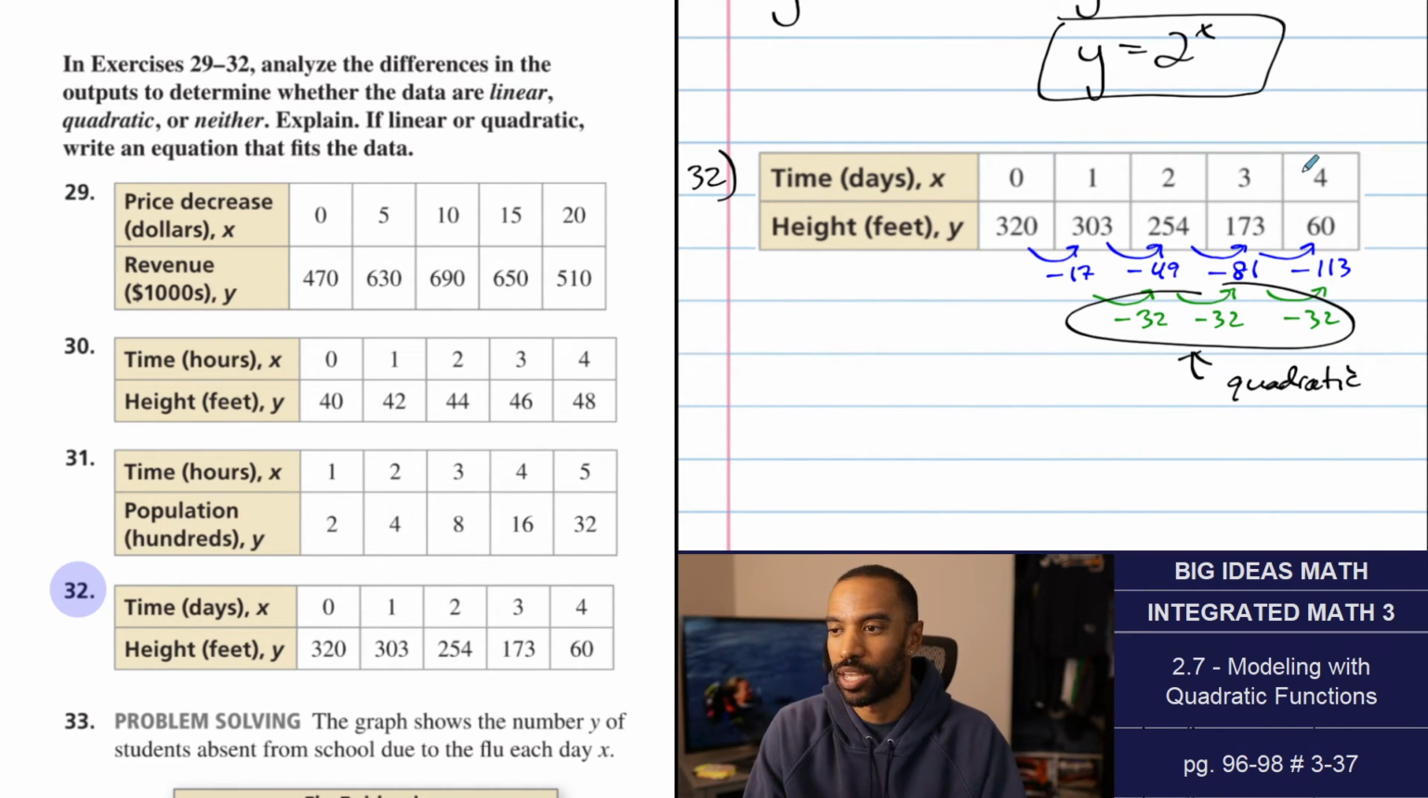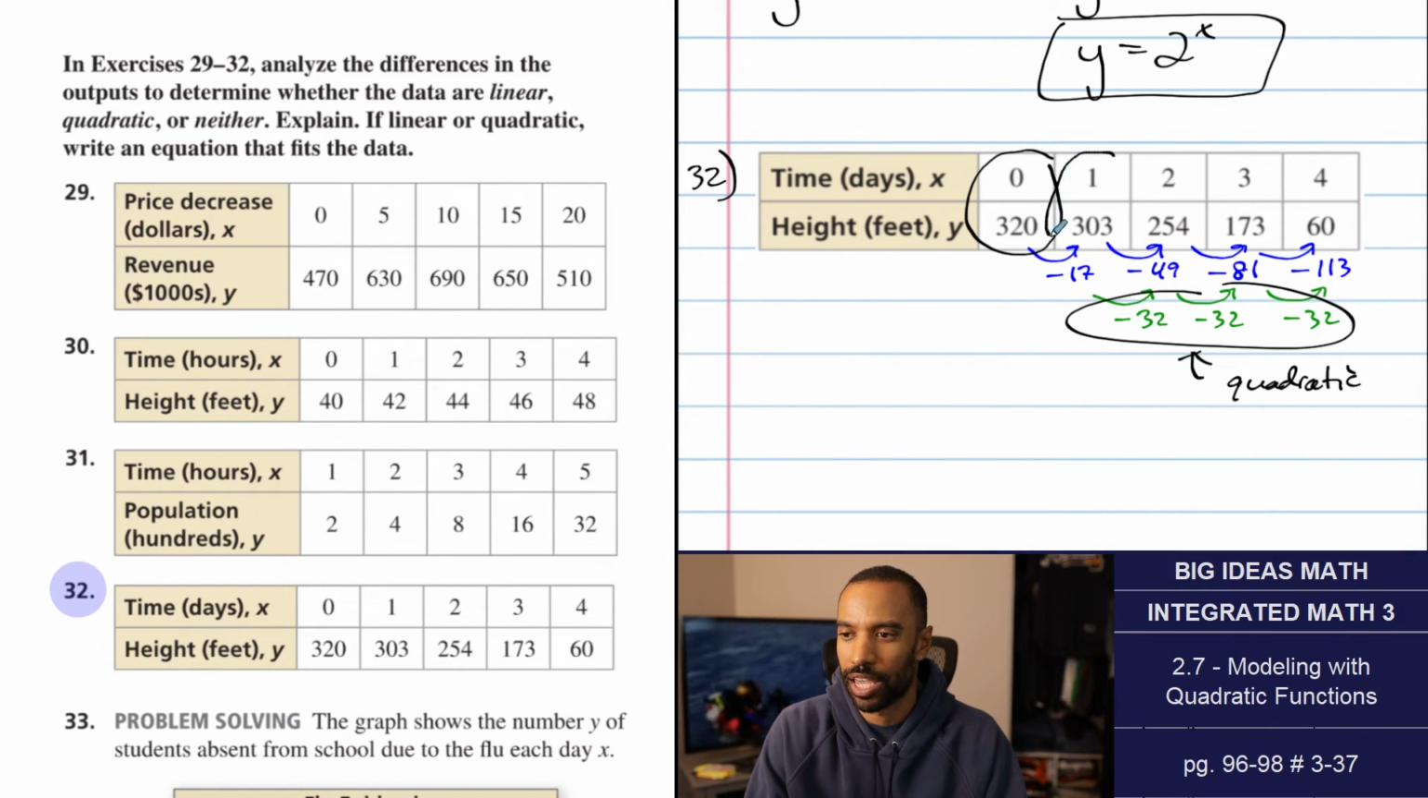All right, I got 3 points I got to choose. I'm going to choose this one because I get 0. I'm going to choose this one because I get 1. I'm going to choose this one because they're small.